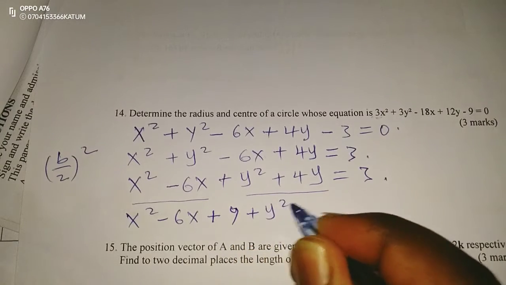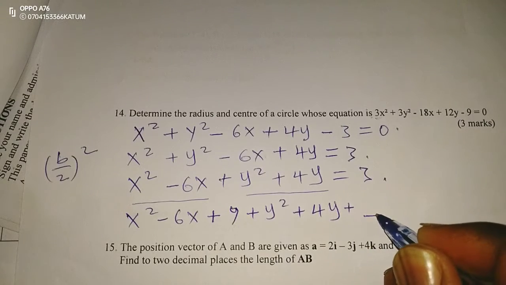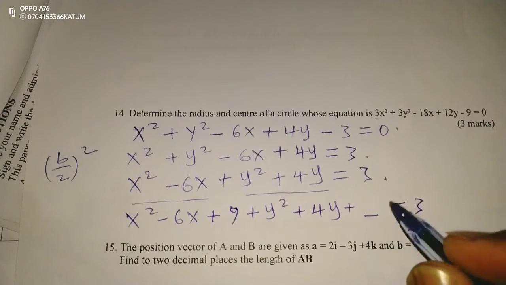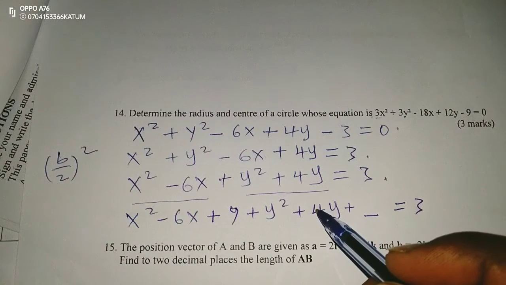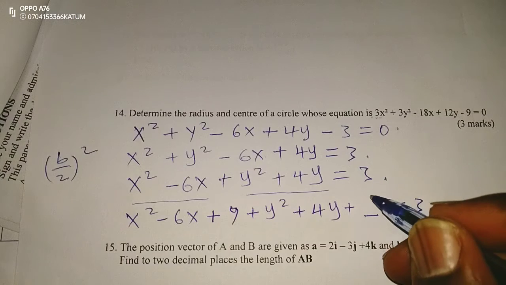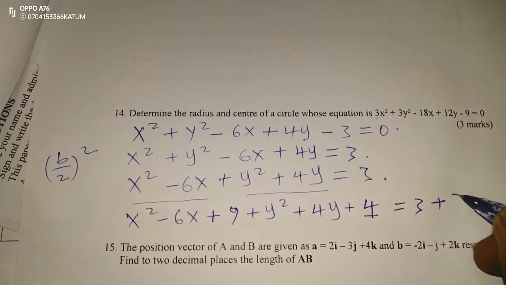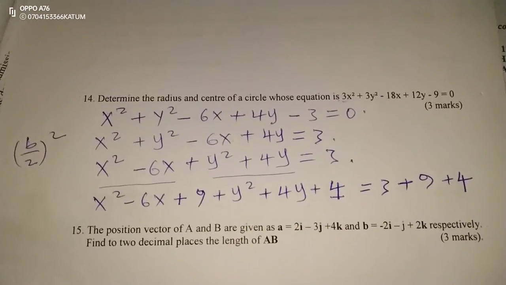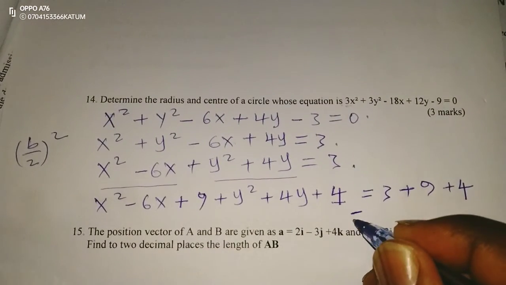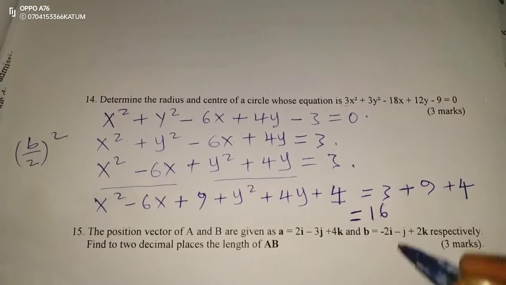Then plus y squared plus 4y, plus we add another constant, which is the value of b, 4, divided by 2. It becomes 2. Then we square, and this will take us to 4. So we're going to add on this side the 9 we had added and the 4 we added. Therefore, this side is going to become 7 plus 9, which is 16.